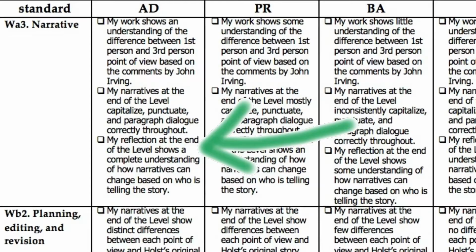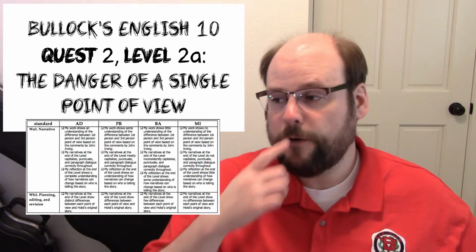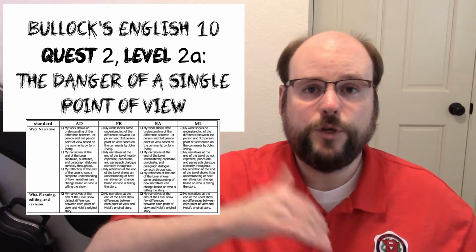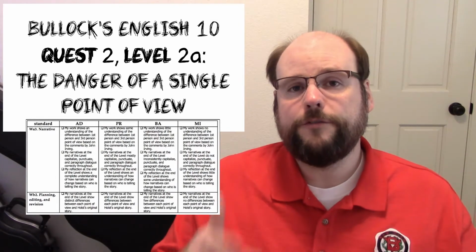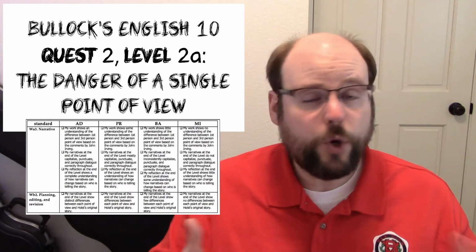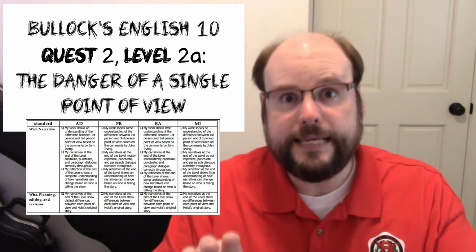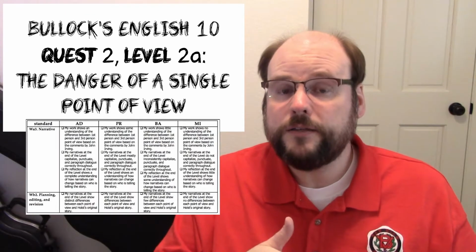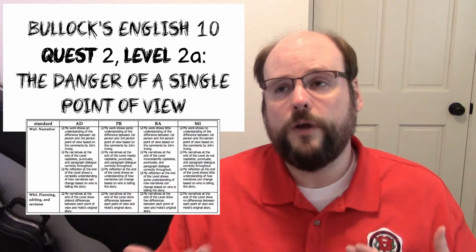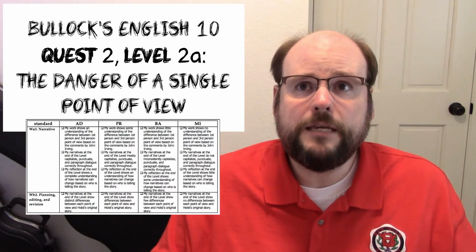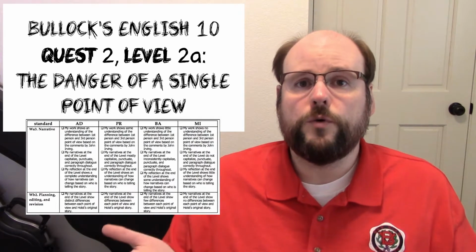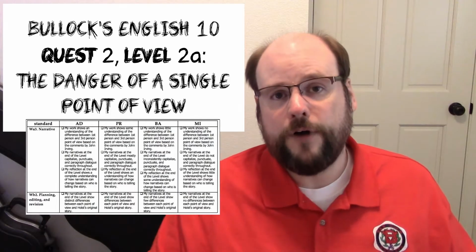My reflection at the end of the level shows a complete understanding of how the narratives can change based on who is telling the story. So the whole idea is that after you and your partner have written these different versions of the Zebra Storyteller, you look at the differences and then you think about, oh, well, what changed is this. You do a little reflection on the process of writing this different point of view and what actually changes and what that might mean for how you tell your story later in level 5.